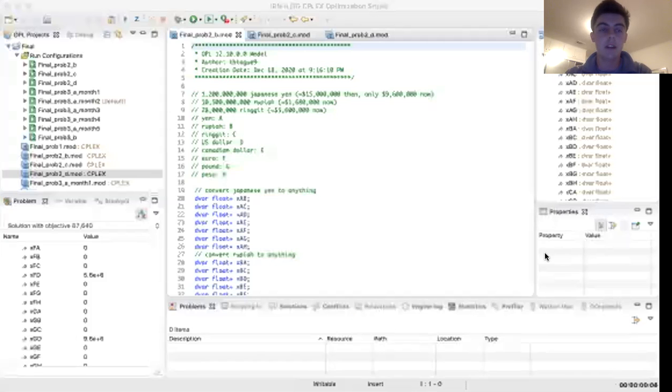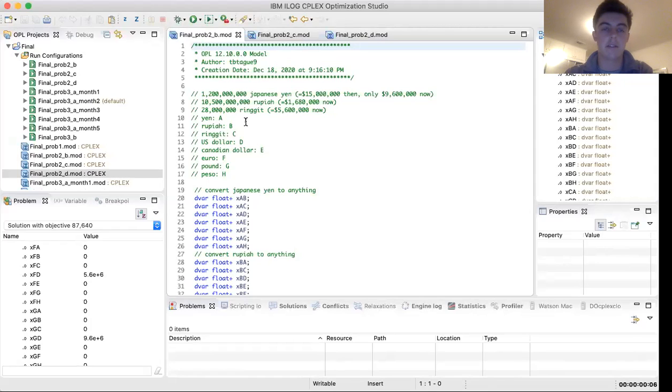So I'll pull up here, as you've seen, the linear programming model that I've developed for this problem. So he starts with 1.2 billion Japanese yen, 10.5 billion rupiah, and 28 million ringgits. And these are the conversions to US dollars. So the reason I have 15 million is when he converted to Japanese yen, he had $15 million. The price of the yen has gone down. He now has 9.6 million US dollars worth of yen, 1.68 million dollars worth of rupiah, and 5.6 million dollars worth of ringgits.